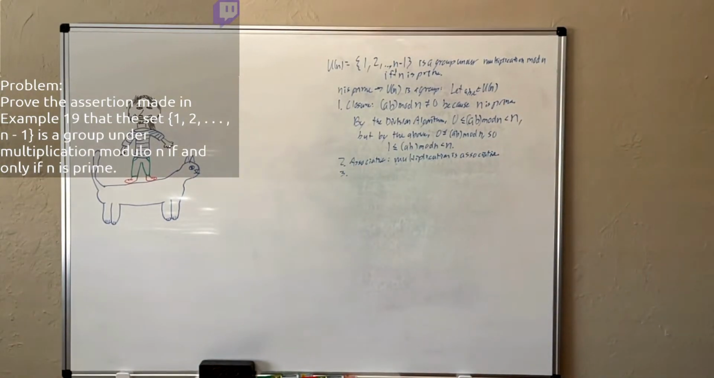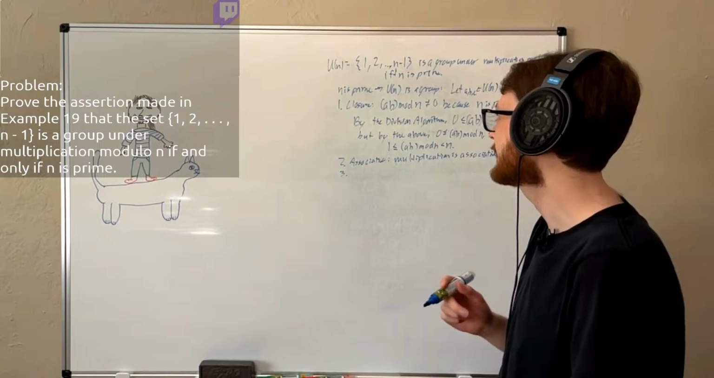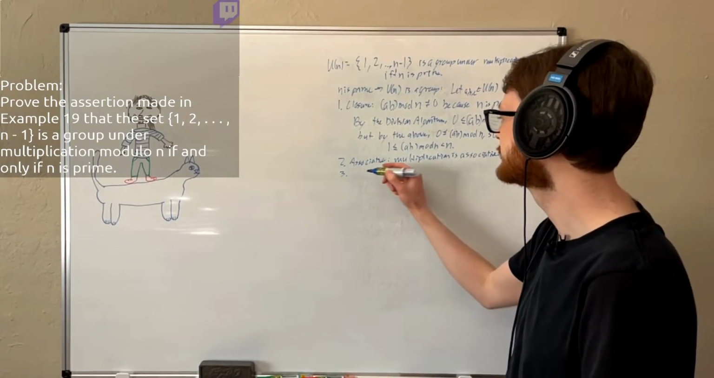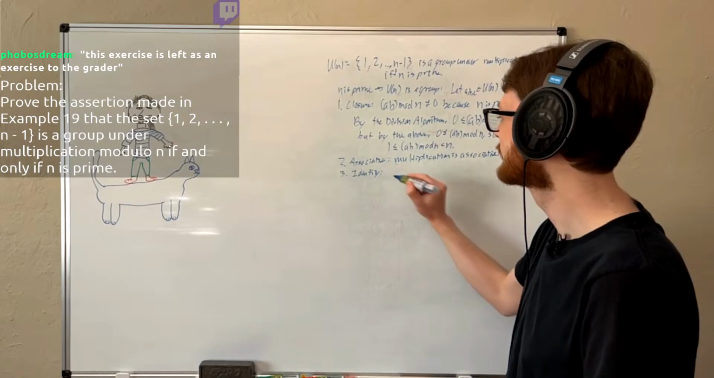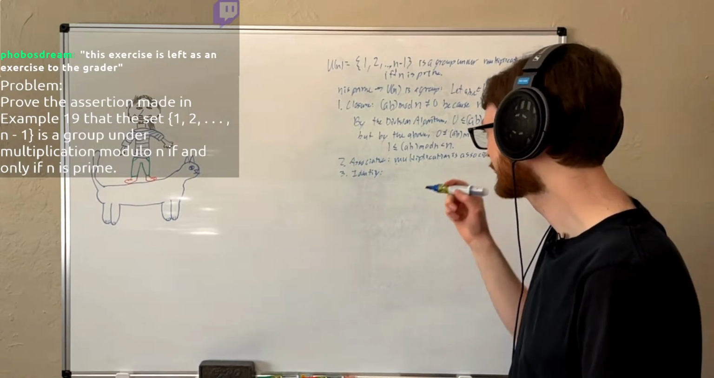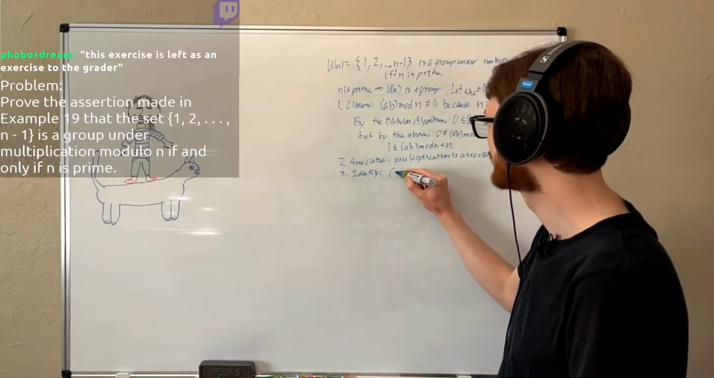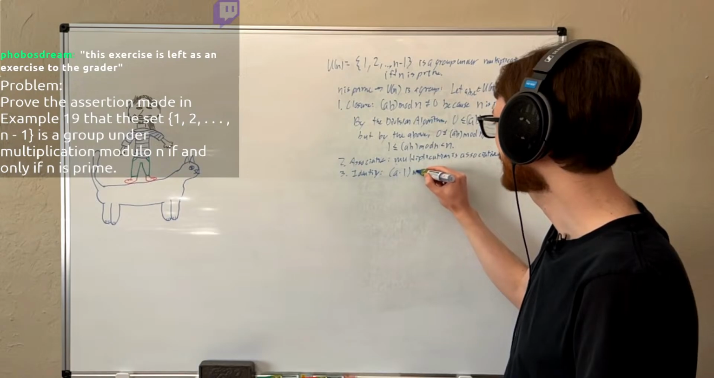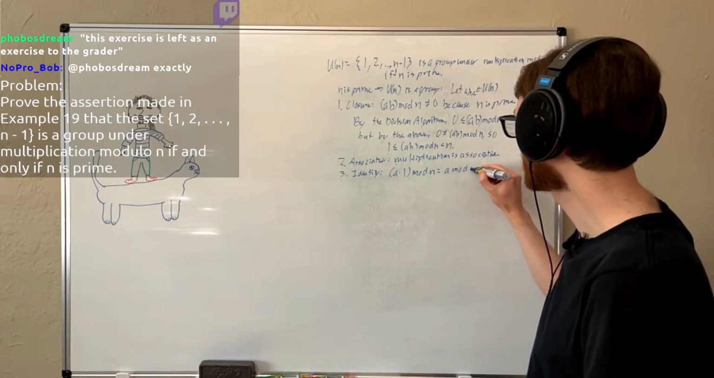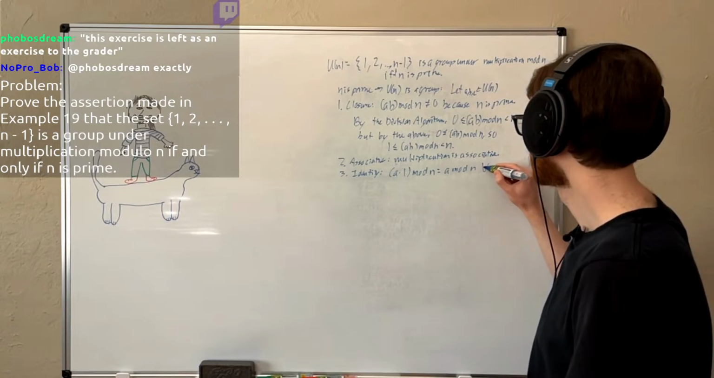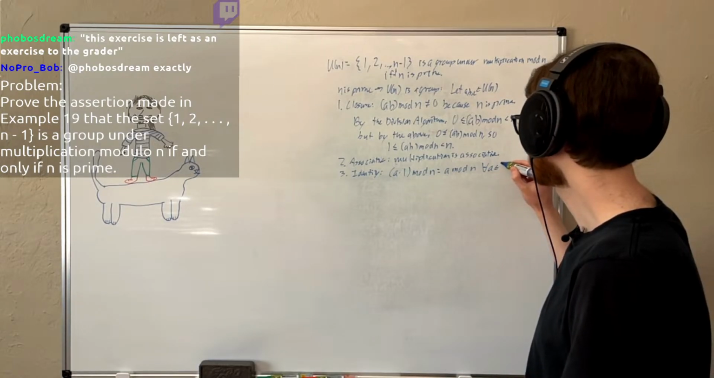clearly. Identity. Our identity is 1, right? A times 1 mod n equals A mod n, where all A belongs to U of n.